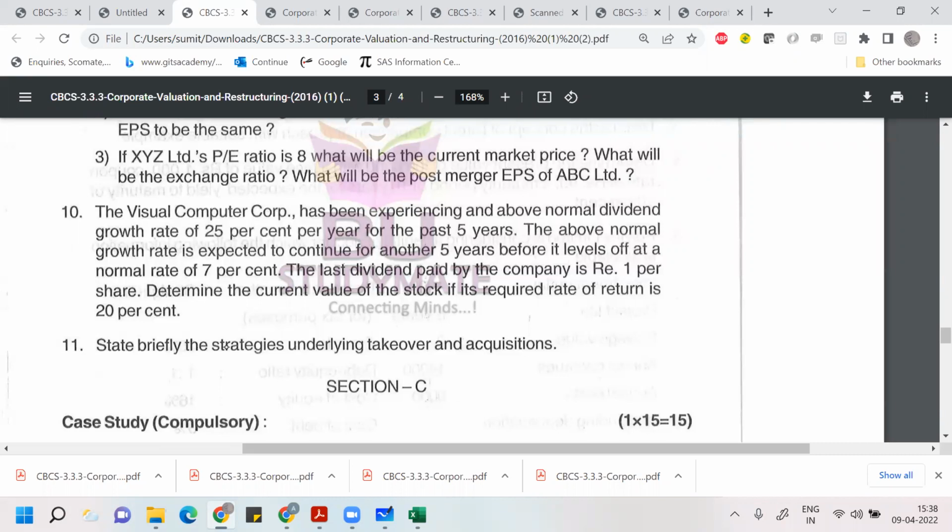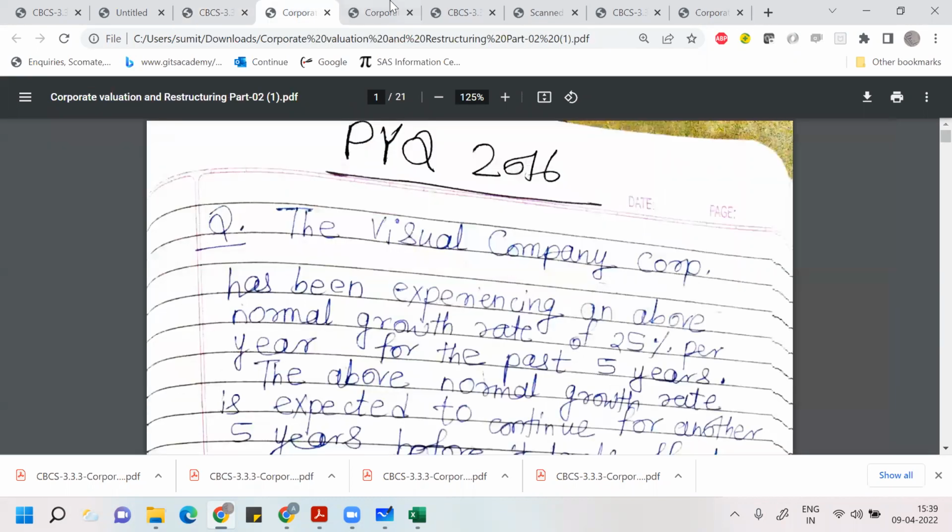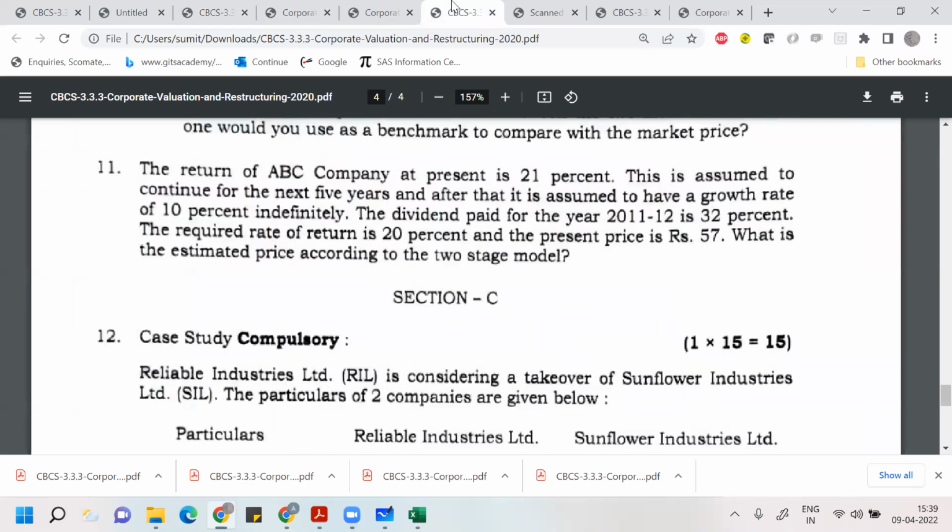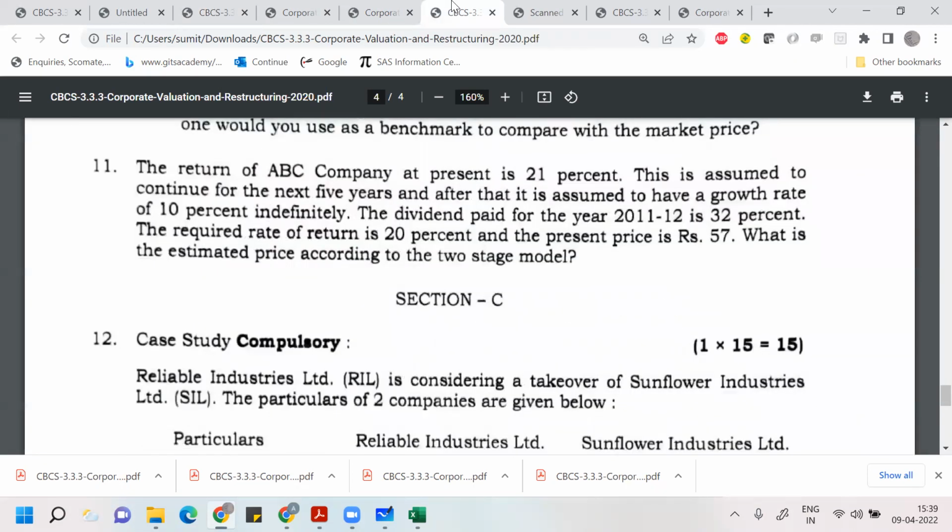So this is a two-stage growth rate model problem. You can easily understand because here two growth rates are given. Then if you see this question, here you can see this is again two stages, clearly two stages.